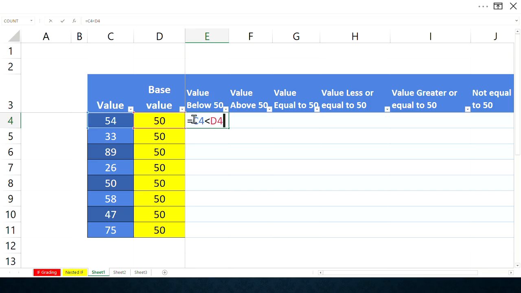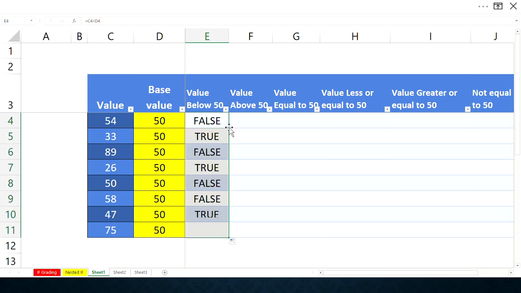The test value is rather this one, and this is the conditional value. The conditional value is 50 in all cases. Then the system tells us the needful. And then we go on to compare the rest of the values by replicating the formula, and the system tells us where it is true and false.